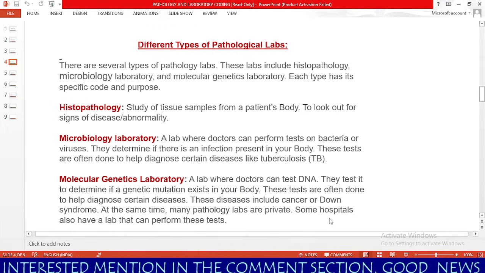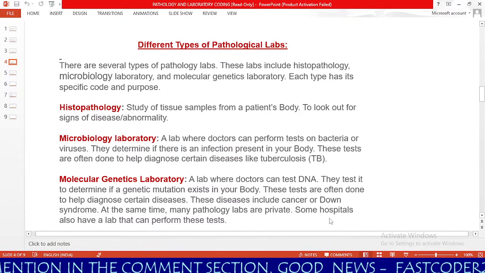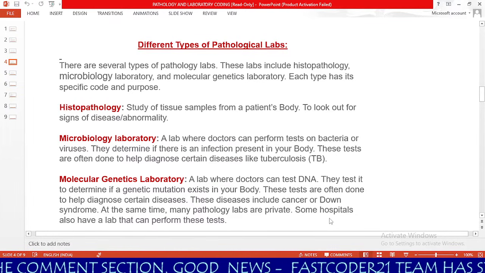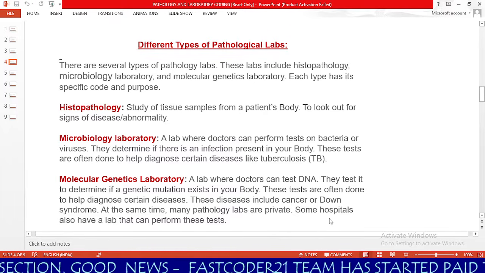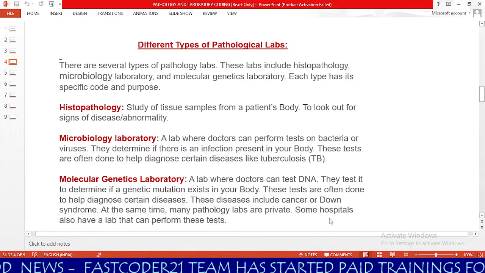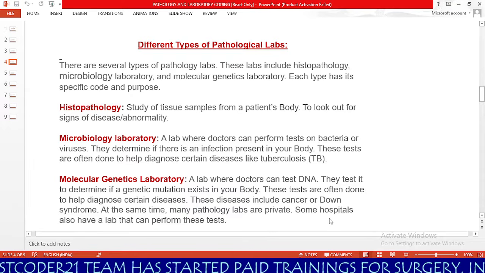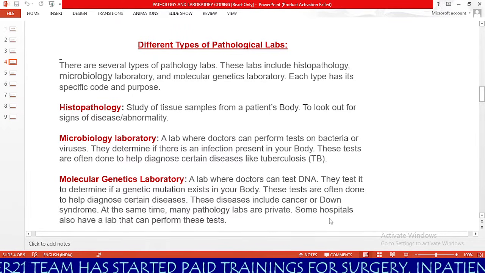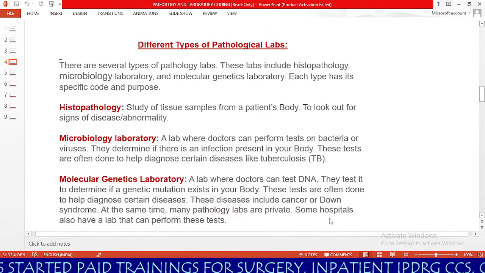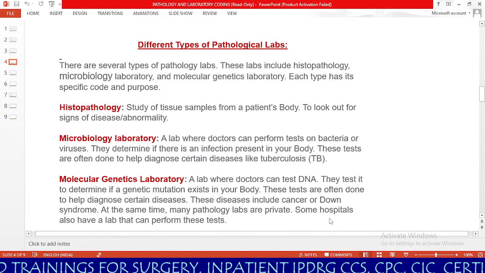So using the histopathology method, the physician will study the samples from the patient's body in order to find any signs of disease or any type of abnormality in the provided tissue. So next one is microbiology laboratory. A lab where doctors can perform tests on bacteria or virus. So basically in the microbiology laboratory, a physician will check whether any type of bacteria or any type of virus is present in the provided sample or not. And also they will determine if any infection is there or not.